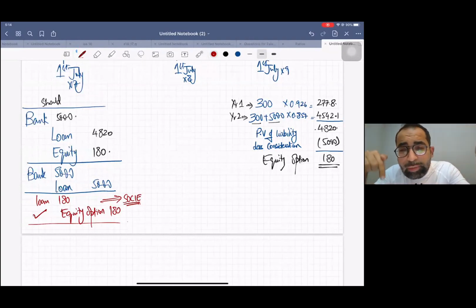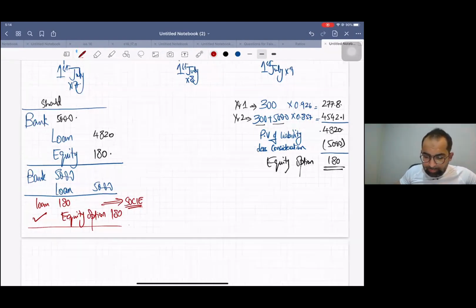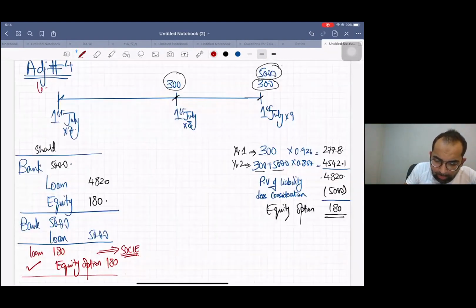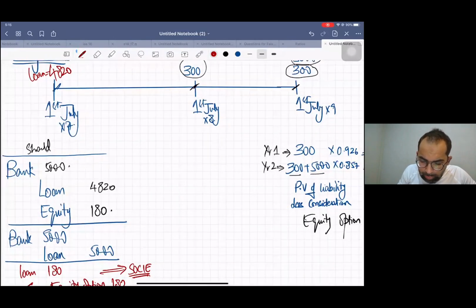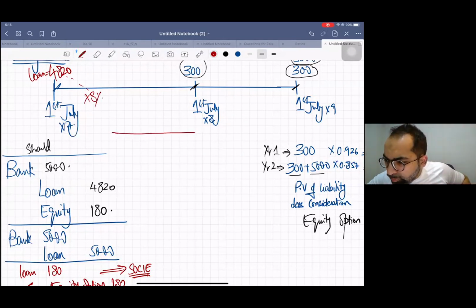So we did discounting using the market interest rate, so the same rate we need to use for unwinding as well. Now look at here. Your liability, your loan element, is 4820. The interest rate is 8%. You did discounting with 8%. Let me make the entries for you. 4820 times 8%, times 0.08.